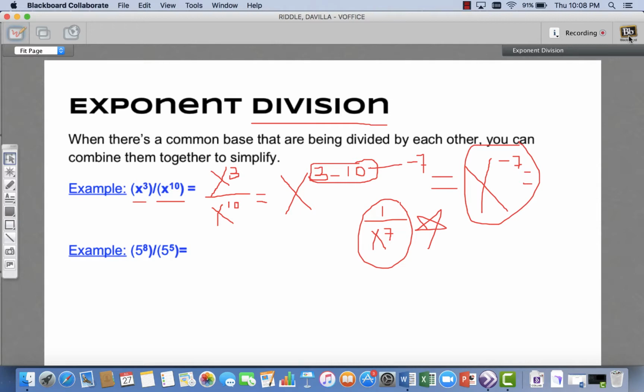In this example down here, I'm going to change to pink now. First, we're going to rewrite it with 5 to the 8th power on top and 5 to the 5th power on the bottom.